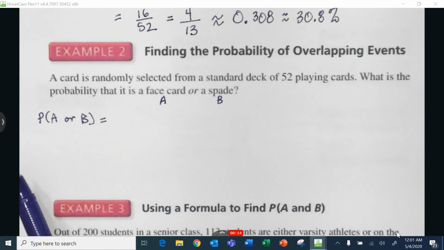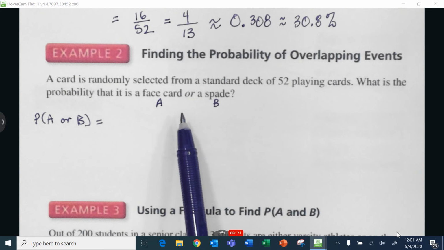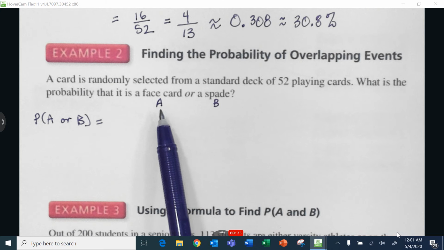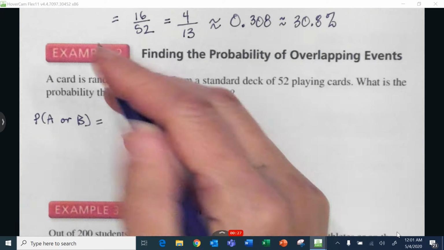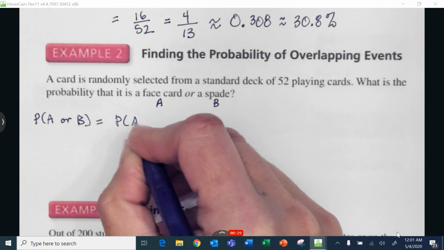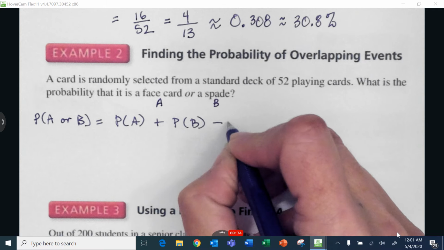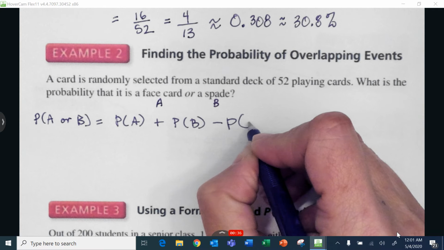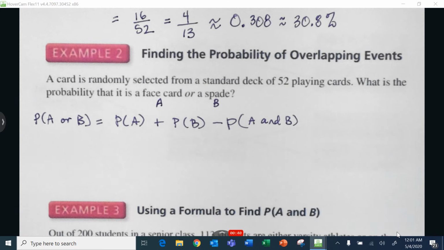Alright, so I left off on example 2. We're going to draw a card from a standard deck of 52 playing cards, and we want to know the probability that it is a face card or a spade. So we're going to do the probability that it is a face card plus the probability that it is a spade, but we have to subtract off the probability that it is a face card and a spade.